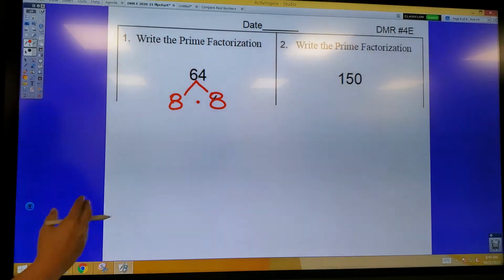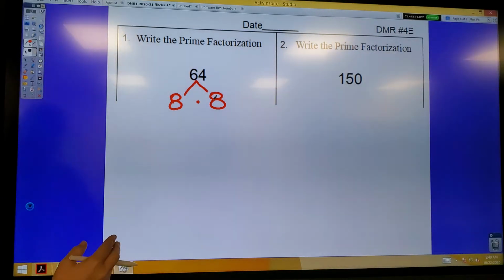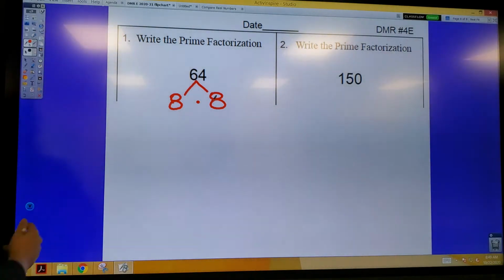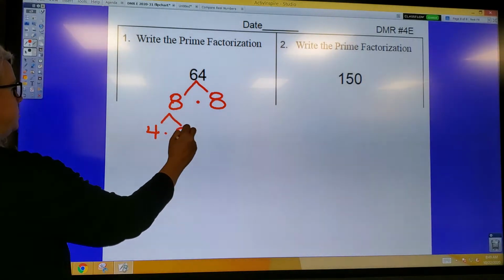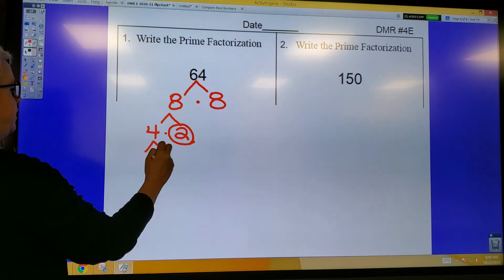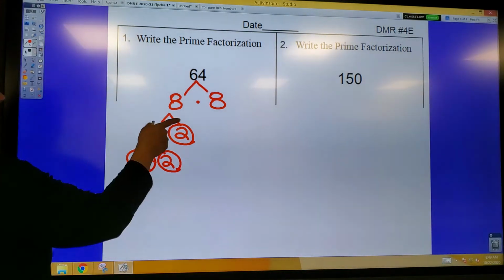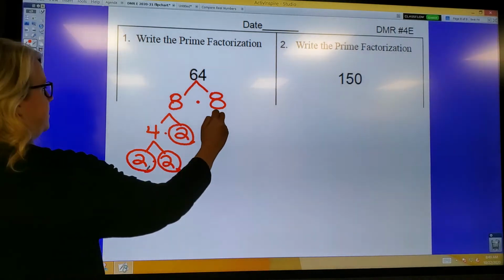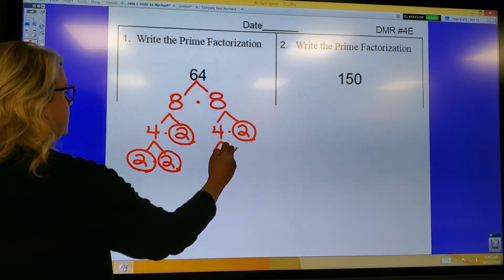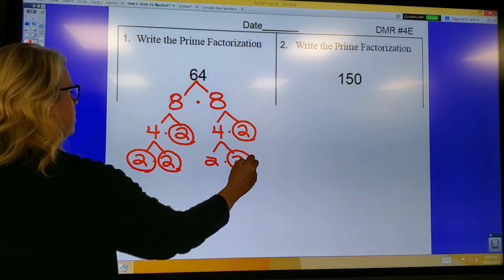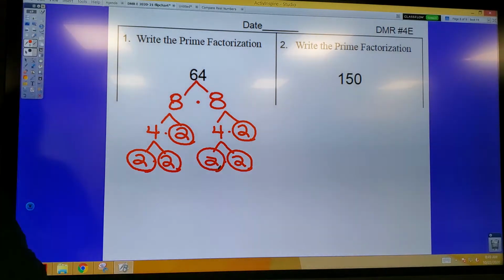Again, what's nice is if you use the same number, then both sides of your tree can look the same and it saves you some work. 8 would be 4 times 2. 2 is prime. 4 is 2 times 2. Again, the other side of your tree can look exactly the same. 4 times 2. 4 is 2 times 2. That leaves us with a lot of 2's.